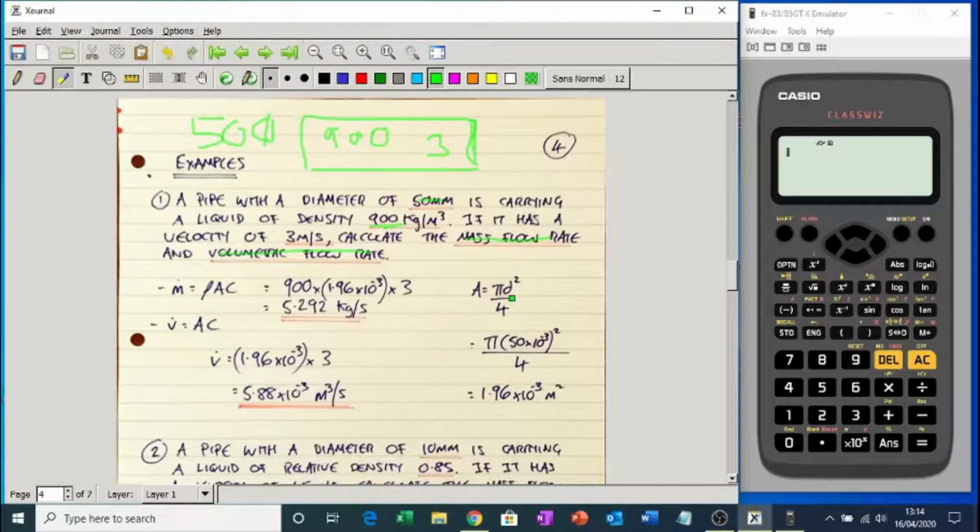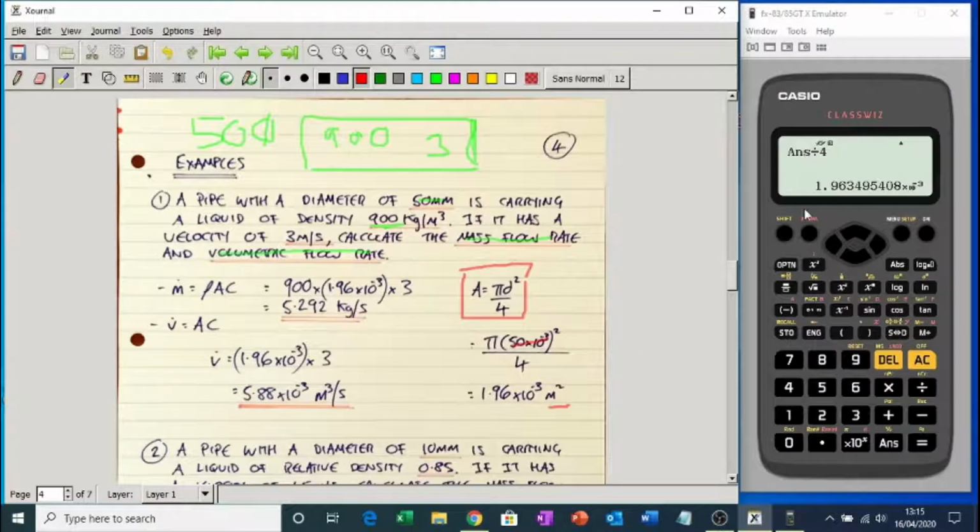Because we need the area, I'll do the area first. We know the diameter is 50 mils, so you can use this formula, pi d squared over 4. Don't forget, it's got to be in meters. So 50 times 10 to the minus 3, we'll square that, times by pi, divide that by 4, gives you 1.96 times 10 to the minus 3 meters squared, don't forget meters squared. That's my area. Obviously, if you keep all of this in your calculator, it's a bit more accurate.